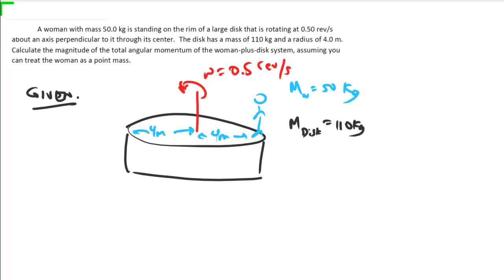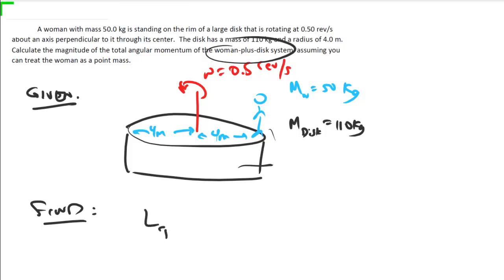we want to know what is the magnitude of the total angular momentum of the woman plus disk system. So two things here. Basically we can just calculate the momentum of one thing, just like we did with linear momentum. The momentum of the system is the sum of individual momentums. So we can find the angular momentum of the disk and the angular momentum of the woman, and we can add them together. So here, find the total angular momentum. Angular momentum is L.